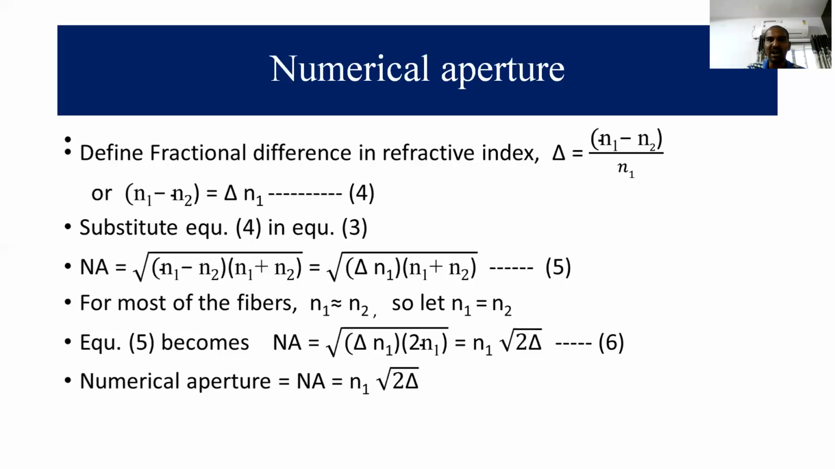Altogether, we have two forms of expressions for numerical aperture. One is NA equals the square root of n1 square minus n2 square, and another form of expression is NA equals n1 into the square root of 2 delta.